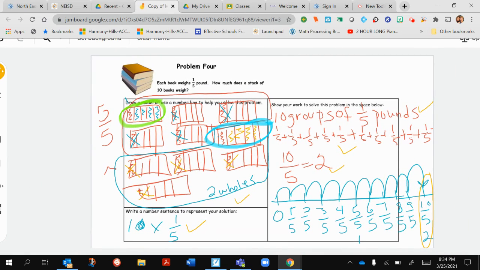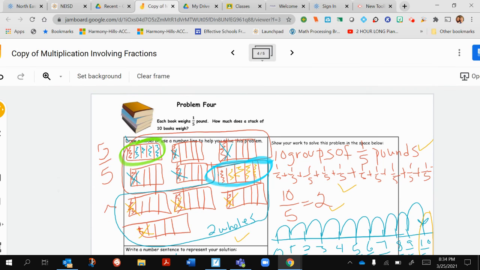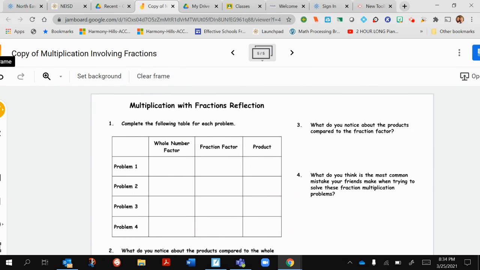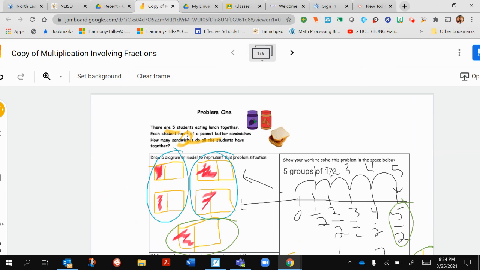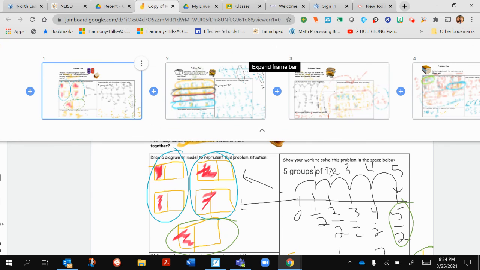All right, now let's move up to the last one. And this problem says multiplication with fractions reflection. You're going to complete this table for each. So problem number 1, what was the whole number factor? So let's go all the way to number 1 because I don't remember offhand. It was 5, and we are multiplying it by 1/2. So let me go ahead and bring this over.